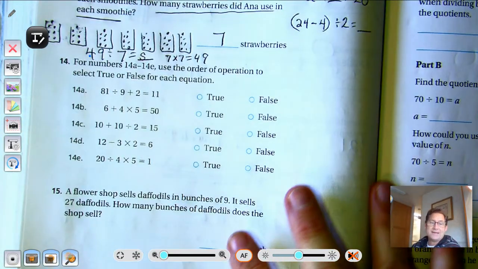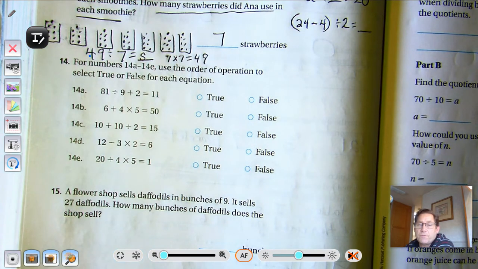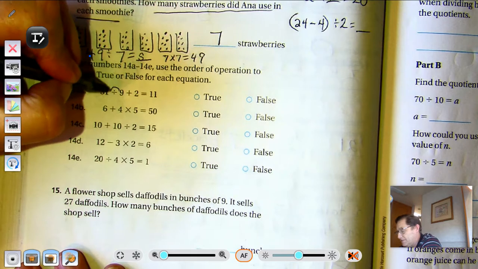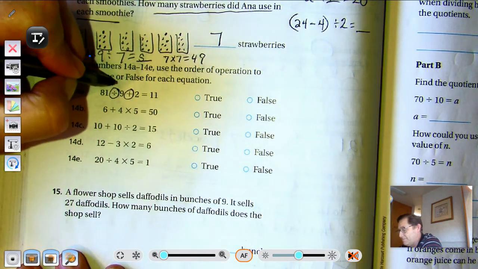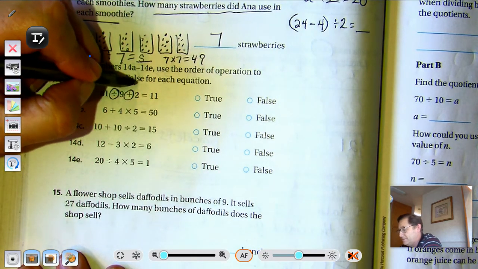All right, 14A through E. Use the order of operations to select true or false. Division is first, addition second. First, second.